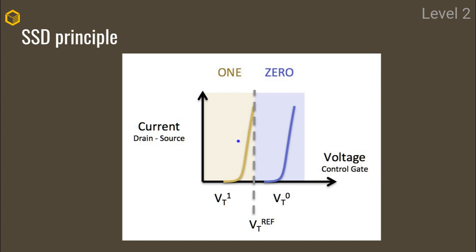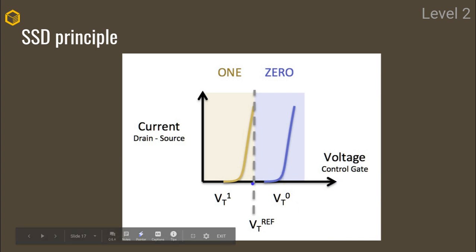To put it simply, if I put less charge, I have a lower voltage threshold, and if I put more charge, I have a higher voltage threshold. I'm actually going to measure this by taking a reference in the middle. So my voltage threshold reference value here, I am going to apply this voltage on my control gate in order to read.